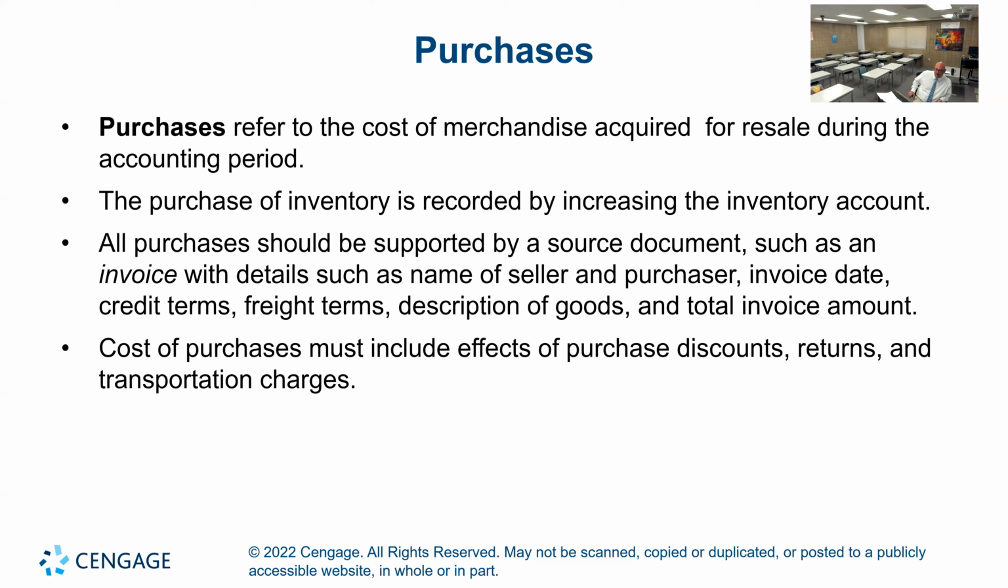All purchases should have a source document. So you should have a purchase order saying this is what we ordered. Then you should receive the invoice saying this was what was delivered. You match them up with each other. Make sure you got everything you ordered, and you're paying the price that you said you were going to pay. Just want to make sure everything from the purchase order matches up with the invoice. If not, have the reason written down on there. And then remember, the cost of purchases must include any effect of discounts, returns, and transportation charges.